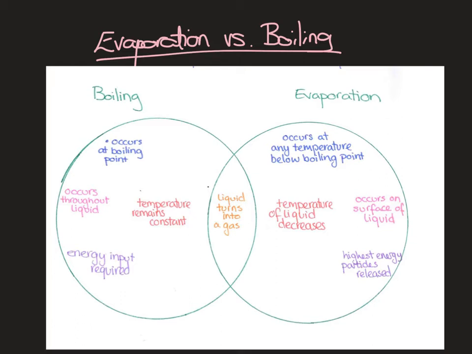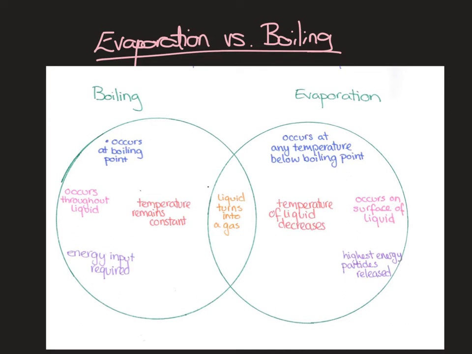So what do they have in common? First of all, they're both terms to describe a liquid turning into a gas. But if we look at what's different about them, during boiling, as we said, the temperature remains constant. But during evaporation, the temperature of the liquid decreases, as we saw in those previous videos.